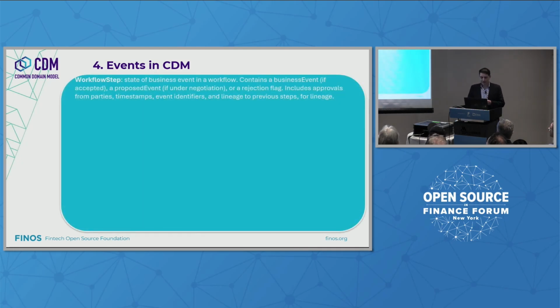Okay, workflow step. So the workflow step is the highest level of the CDM event model. This is how any business process or business event in a workflow is controlled. So it contains a business event, if it's accepted, a proposed event if it's under negotiation, or a rejection flag. It includes approvals from parties, timestamps, event identifiers to allow lineage to previous steps and things like that. So the workflow step is really where we say we're going to propose a new trade and you can say yes or no. So that's the workflow step level of the CDM, or the event model in CDM.